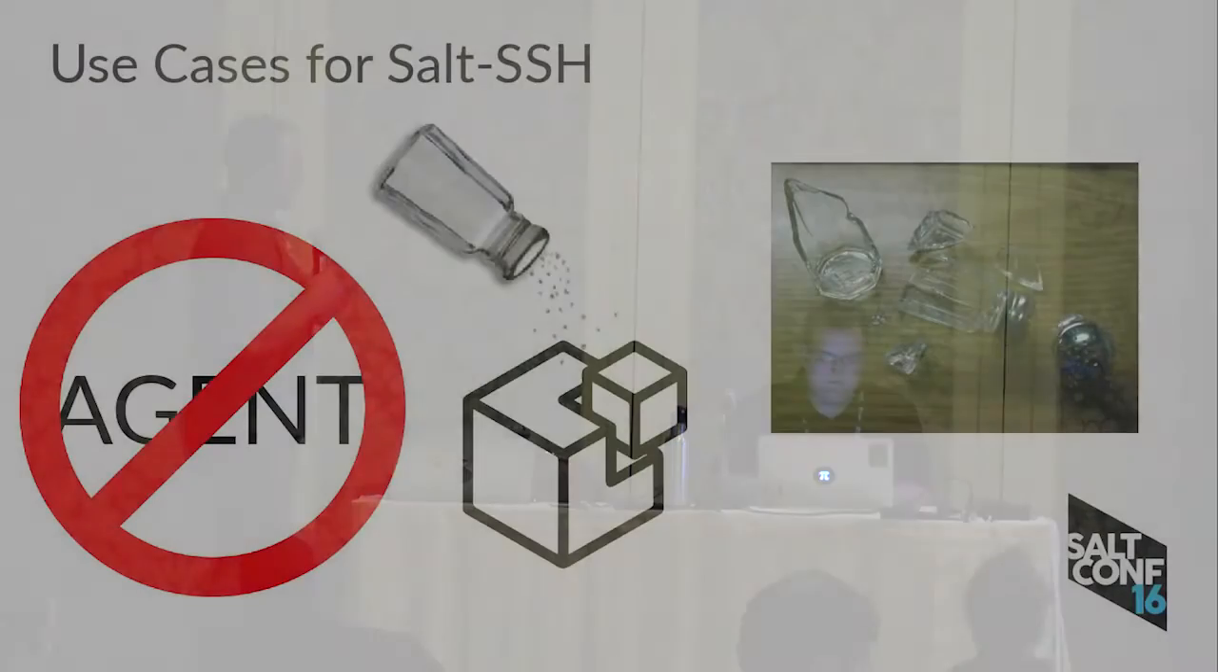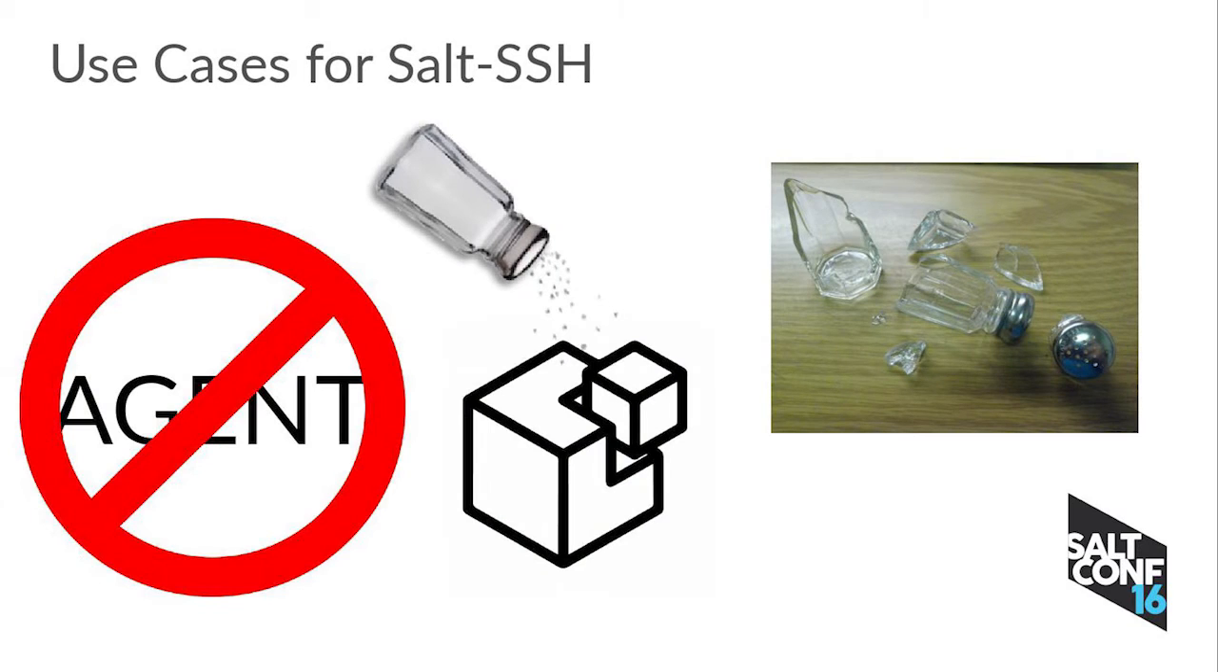So let's get into use cases first. The first use case of Salt SSH is generally that people don't want an agent. Some people have agent fatigue. They do not like them. They can't put an agent on them because of some policy or something like that. So Salt came up with Salt SSH to solve that problem.